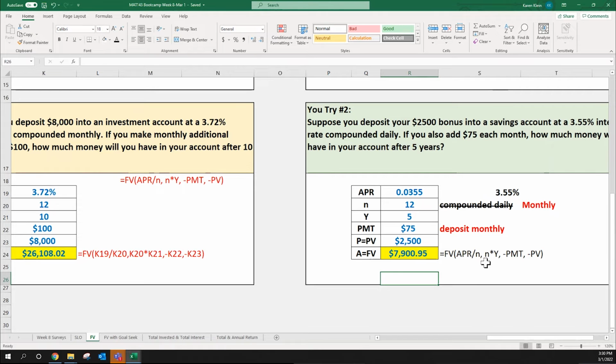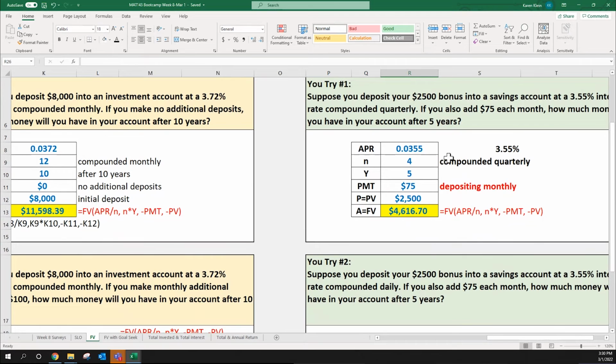So with that said, and now that we know, I need to go up here and fix this one as well because these are not matching up. So we want to change this one to be monthly. So I'm going to mark out quarterly.